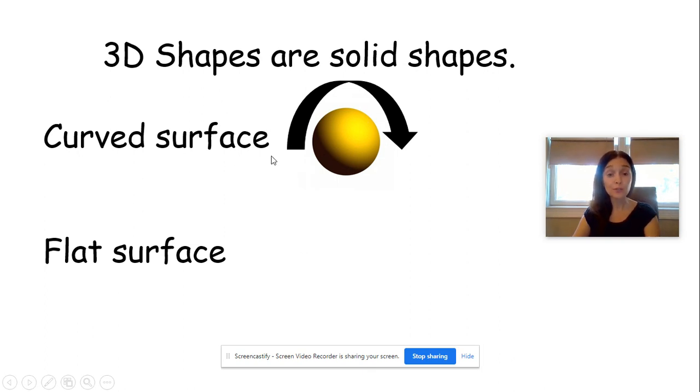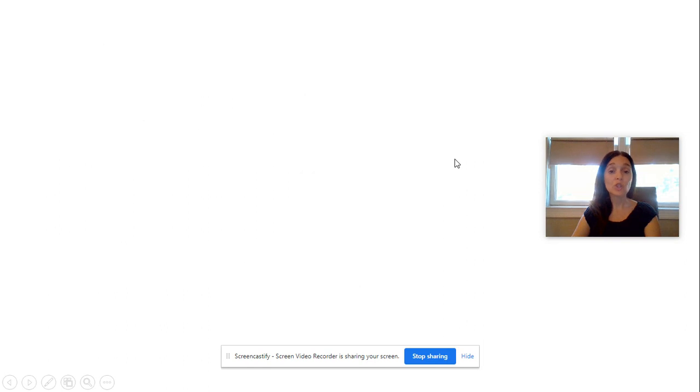After you look for your curved surface, you're also going to look for the flat surface. Flat surfaces look like that, they are straight. Okay, so for each shape, I want you to think about the curved surfaces and the flat surfaces. But we're also going to ask two questions for each shape. So every time I put a new shape up on our lesson, you're going to ask two questions.